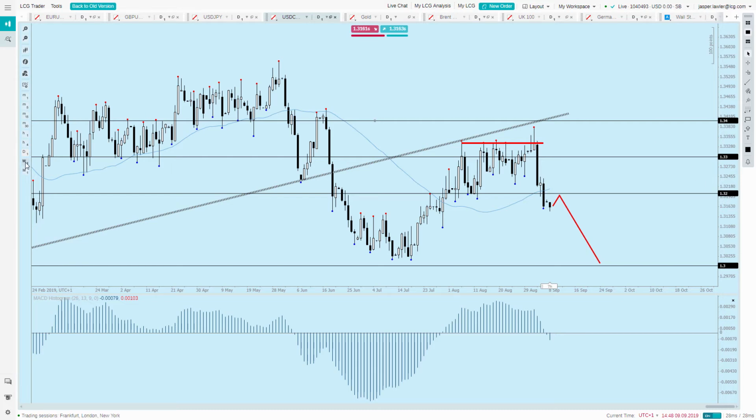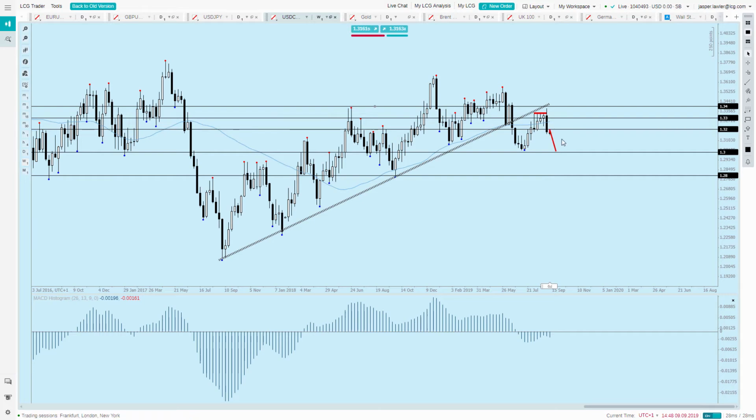And then from there, as we say, we could even end up targeting the next low down, which is 128, if this migrates from an uptrend into a new downtrend. At the moment, it's kind of sideways with a downward tilt. But if we take out 1.3, I think 128 comes into play.